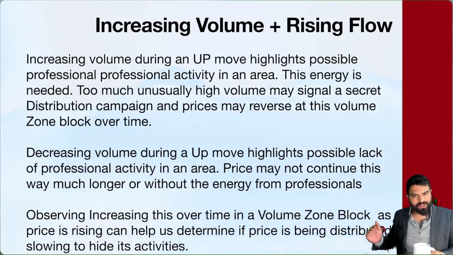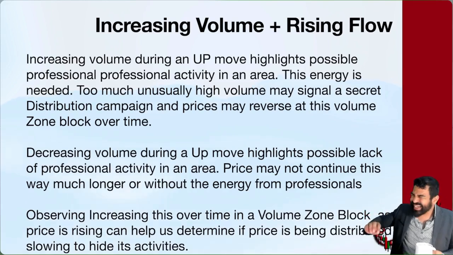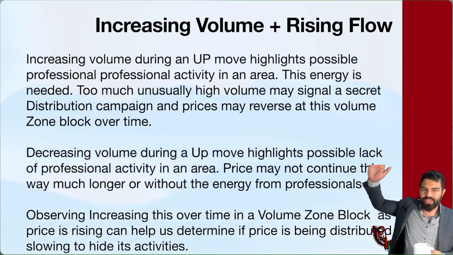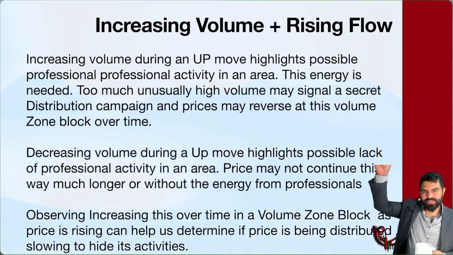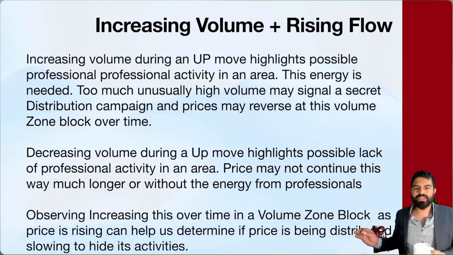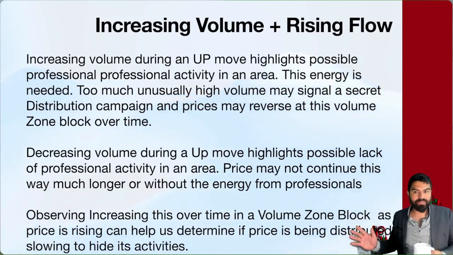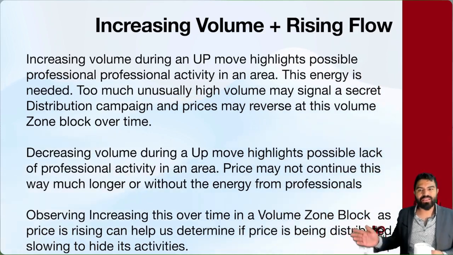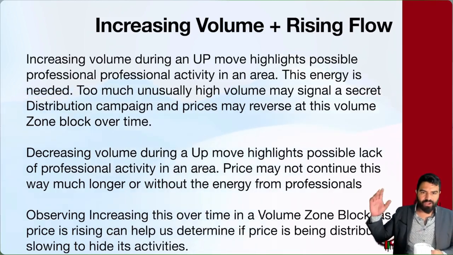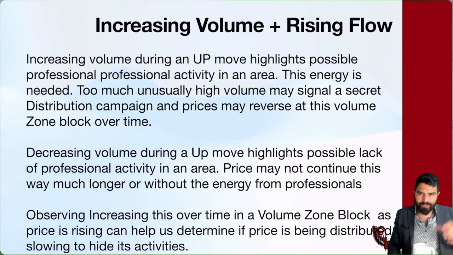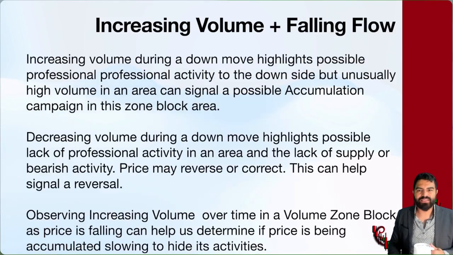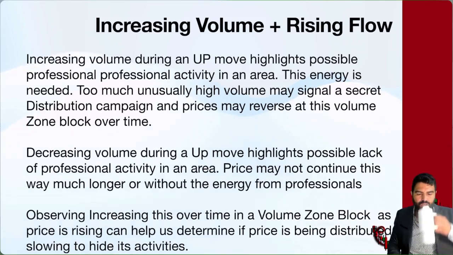Okay, an increase in volume, not so much, that's not the end of the world. As prices go up, it could be more activity, more buyers coming in from the retail market. But if I see an unusually high volume increase as prices are rising, see, this was volume rising, this could signal a secret distribution campaign, and prices may reverse at this volume zone block over time. So I want to use that volume zone block over time. Does everybody get that? That's the difference between when price is falling, the flow is falling. This is when the flow is rising.